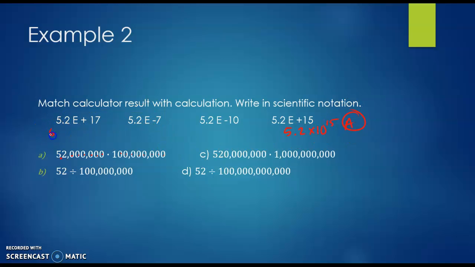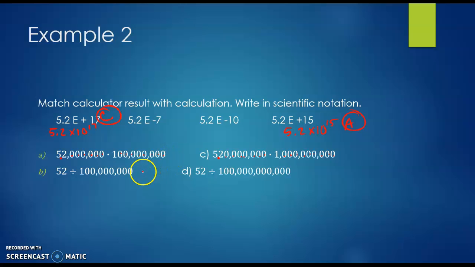Going to this one here, 5.2 times 10 to the 17th power. That's going to be our other multiplication, but just so you see, 1, 2, 3, 4, 5, 6, 7, 8, 9, 10, 11, 12, 13, 14, 15, 16. Move it between the 5 and the 2, that makes 17. So this one is answer C.